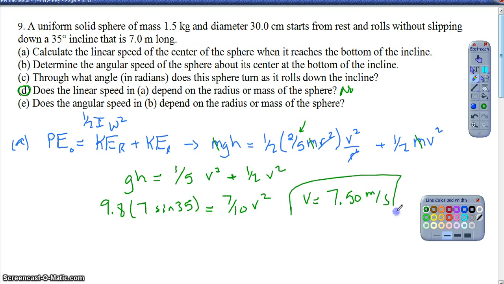So the answer for part A, 7.50 meters per second. So I killed two birds with one stone there. I got A and D already taken care of.